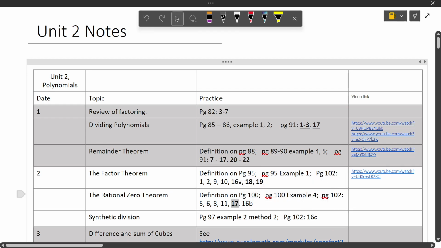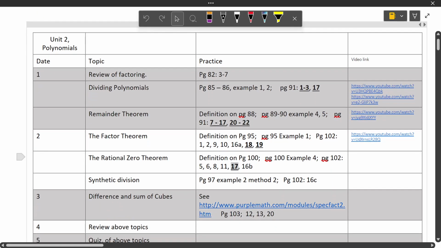Recommended. These underlined and bolded questions. So if you're going to do some last minute studying, take a look at these ones. I think these are the most beneficial to look at.